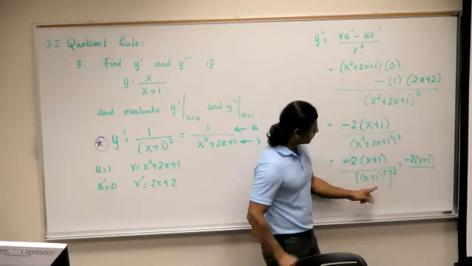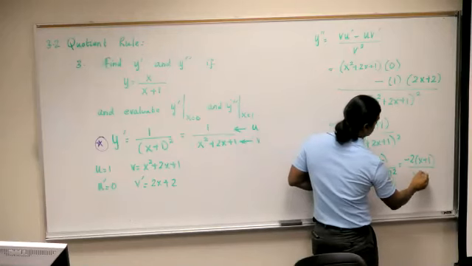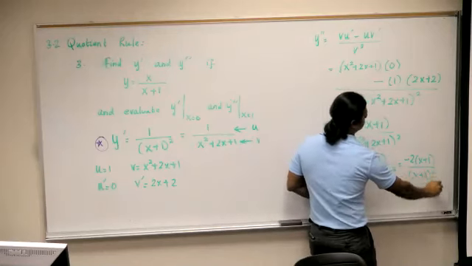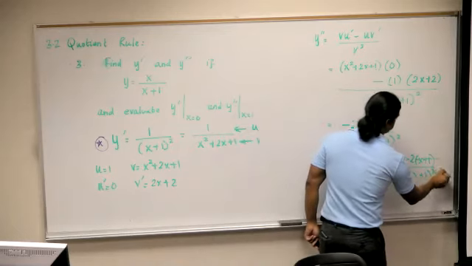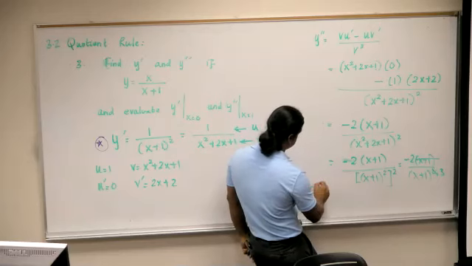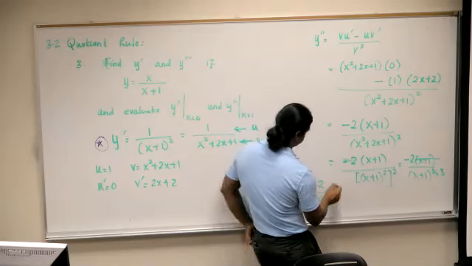What is x plus 1 squared? Squared? X plus 1 to the 4th power. X plus 1 raised to 4. Yes? That will get cancelled. So the answer is negative 2 over x plus 1 cubed.